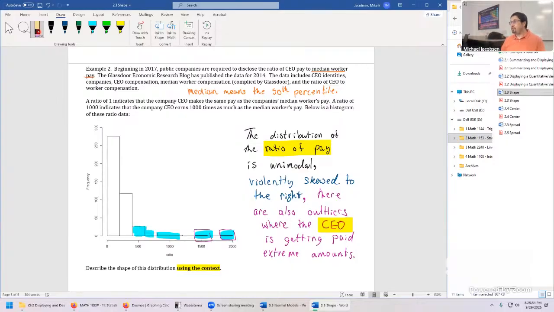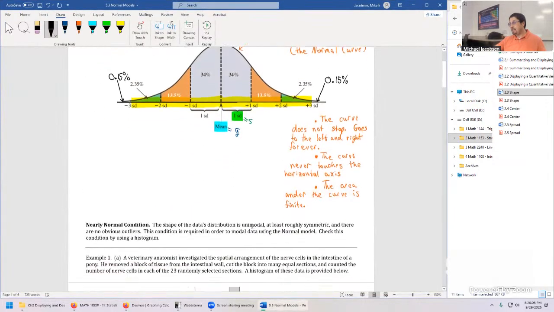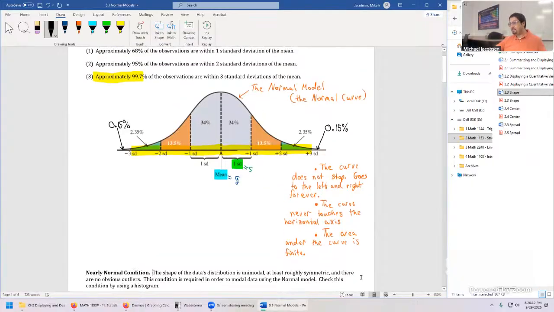The good news is there are other distributions that could fit it, but just not this one. So we're on the lookout for these kinds of data that are skewed enough so we would never call it roughly symmetric in the first place. And that's what the nearly normal condition is all about. That's kind of a fun name. If the shape of the data's distribution is unimodal, at least roughly symmetric. So that's where nearly normal comes into play.